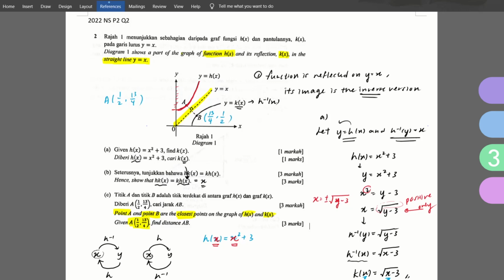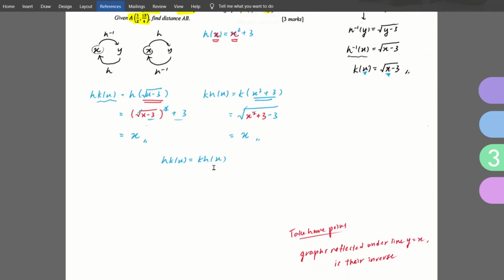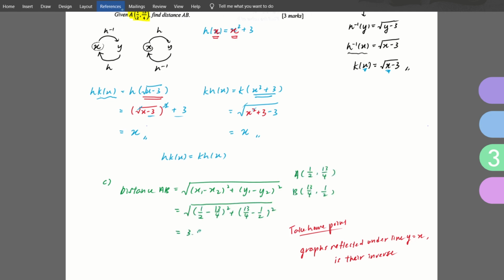Everything is reversed. In order to find our distance AB, we can use the distance formula, which is the square root of x1 minus x2 squared plus y1 minus y2 squared. Using the coordinates, the distance will be 3.889 units, and we have completed this question.